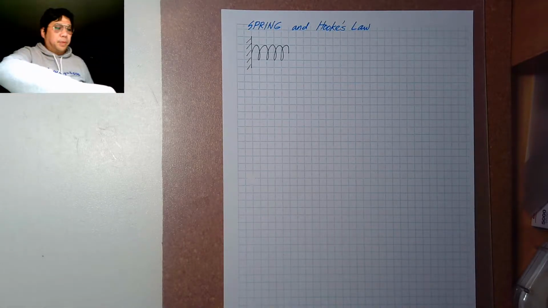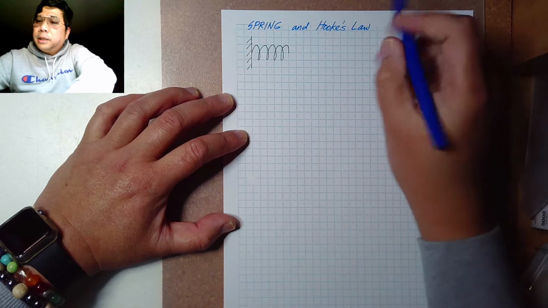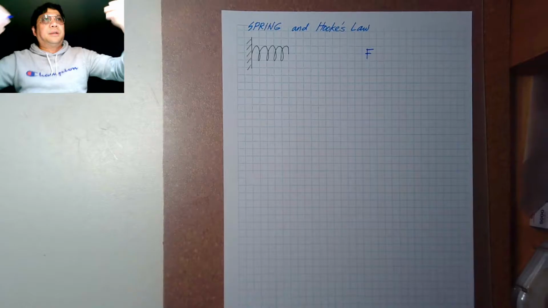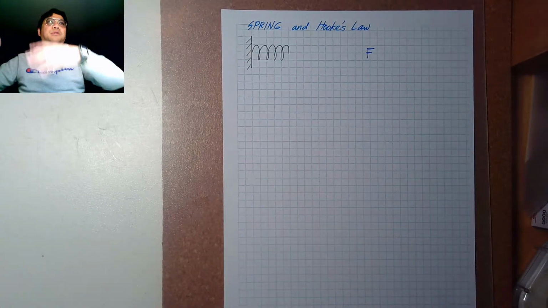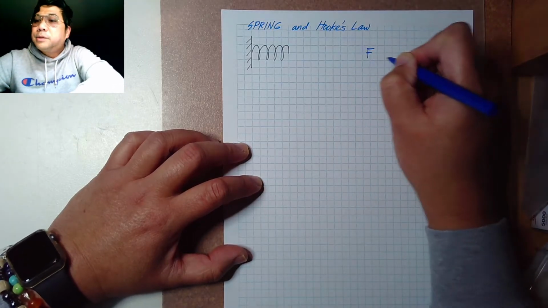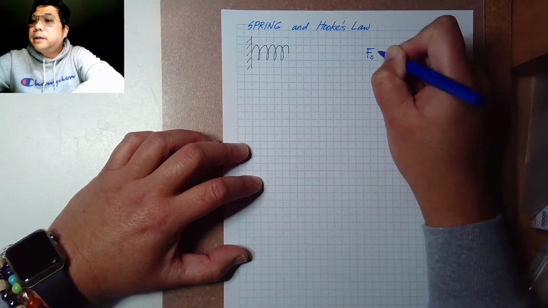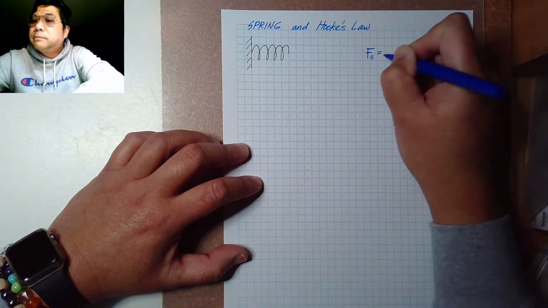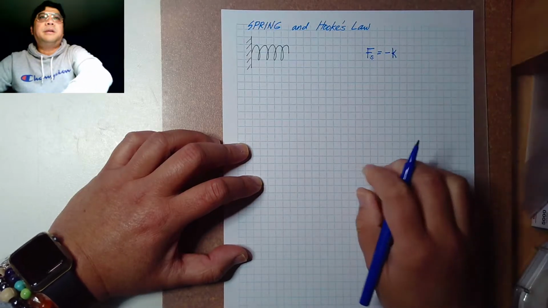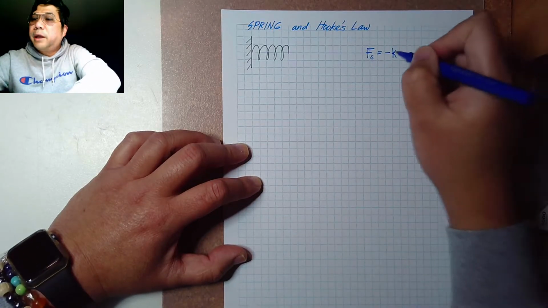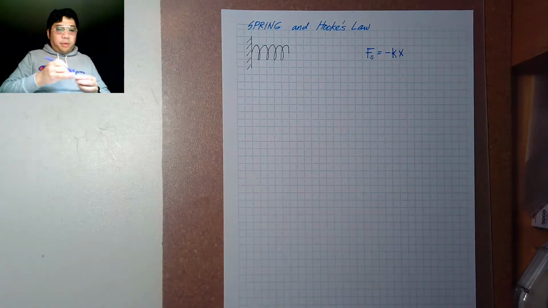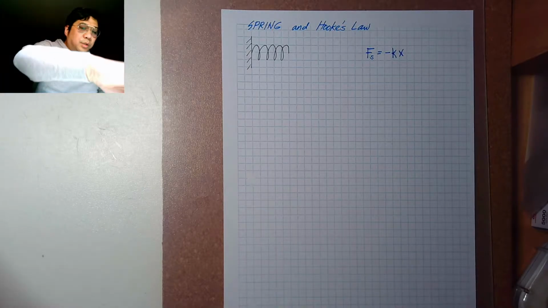According to Hooke's law, the force of the spring, and I'm not going to go over the derivation of Hooke's law, but instead how we can use Hooke's law to analyze the amount of force the spring provides. So here we go. The force of the spring is equivalent to negative k multiplied by x. That's the equation derived from Hooke's law for springs.